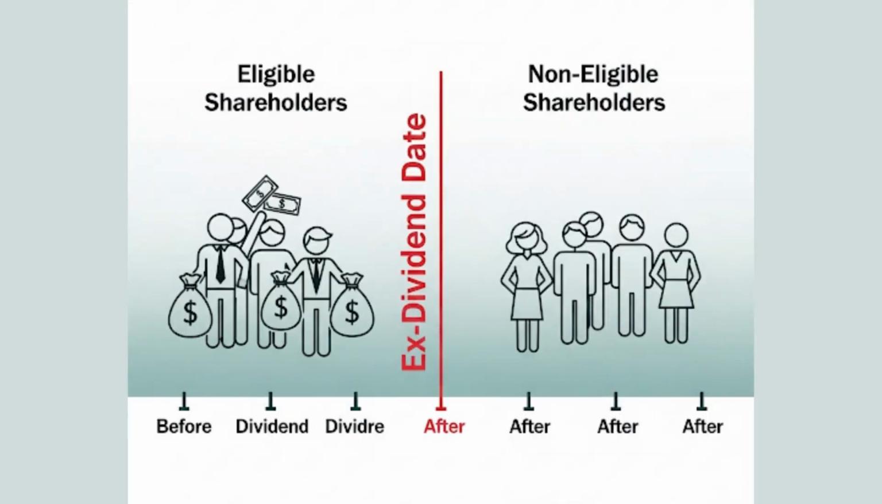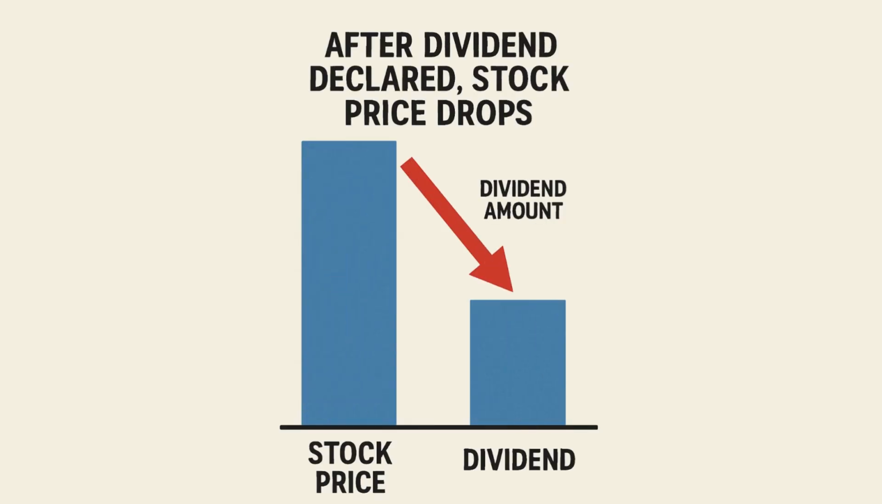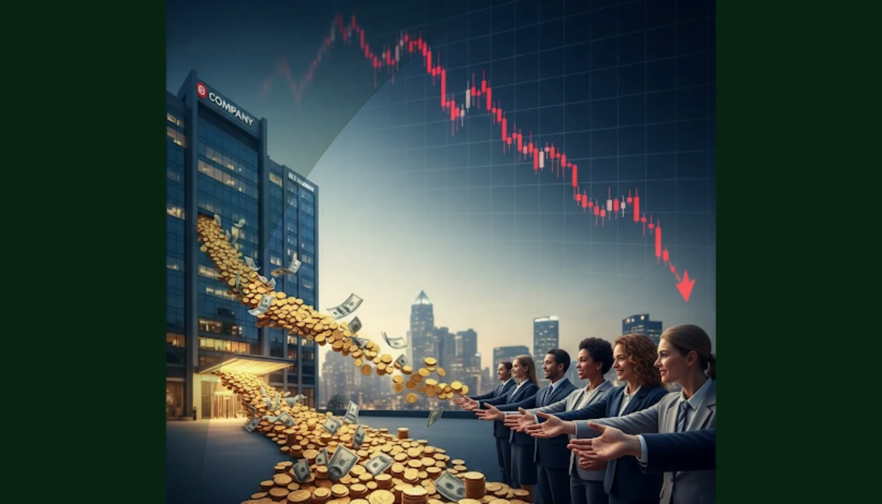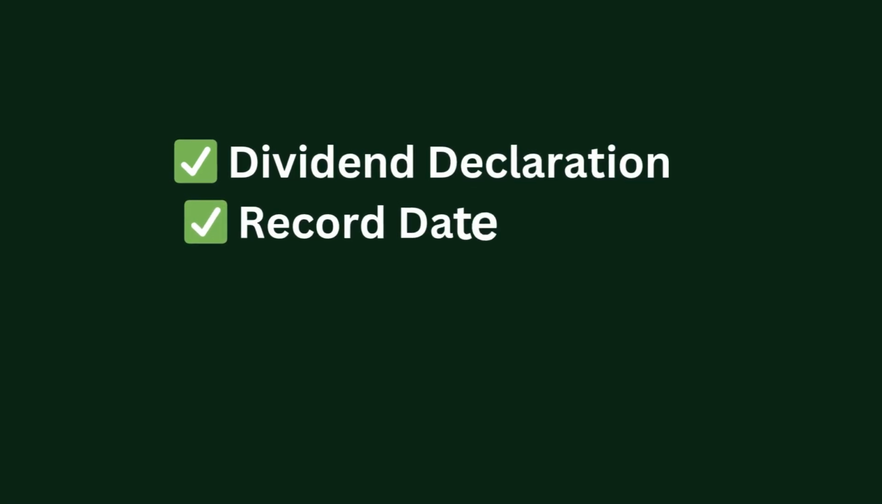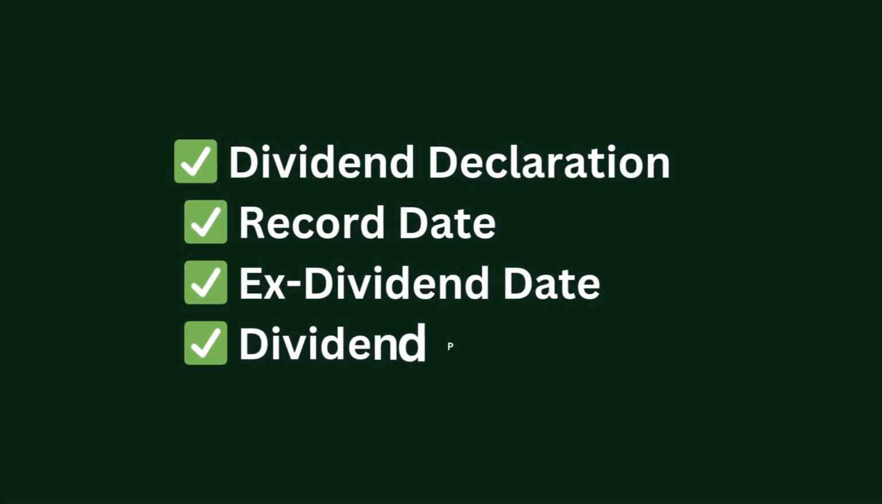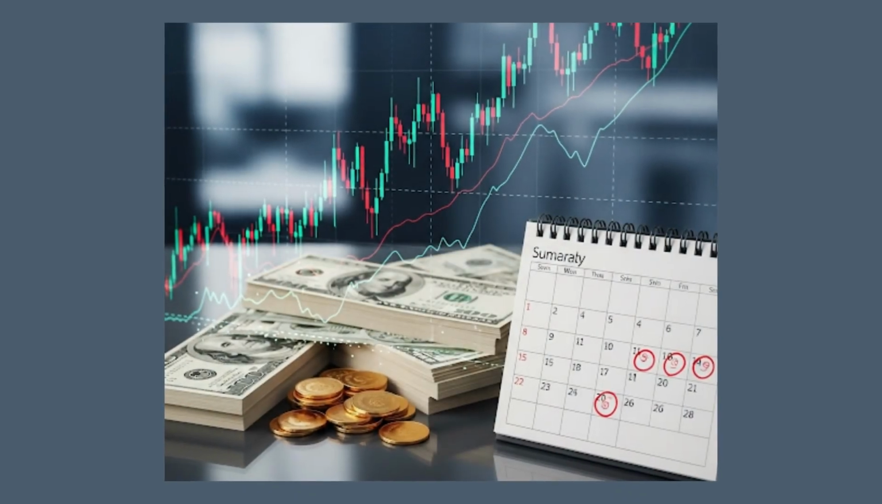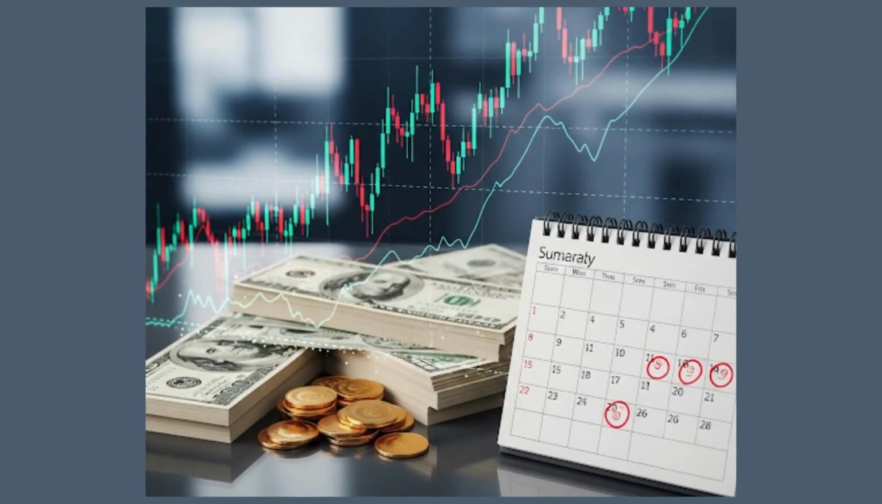Only shareholders before the ex-dividend date are eligible, and after the dividend is declared, the stock price often drops by the dividend amount. Why? Because the cash goes out of the company's books. Know the timeline. Dividend declaration, record date, ex-dividend date, dividend payout date. These determine who gets paid and when the stock price adjusts.